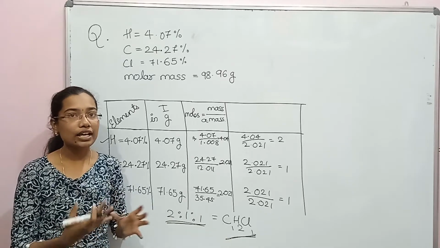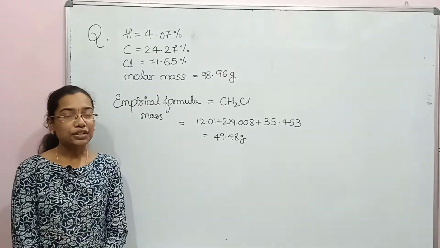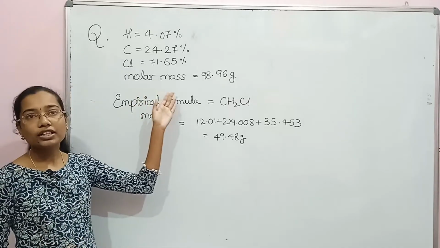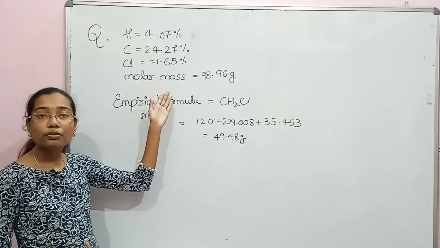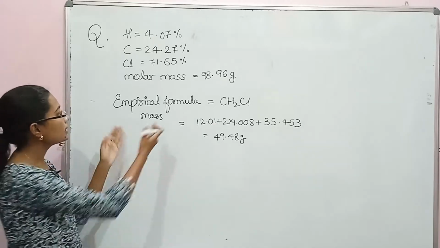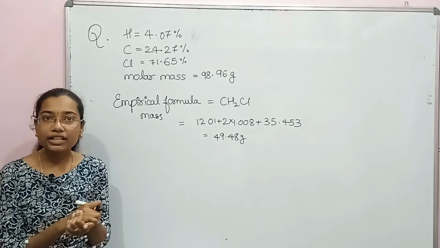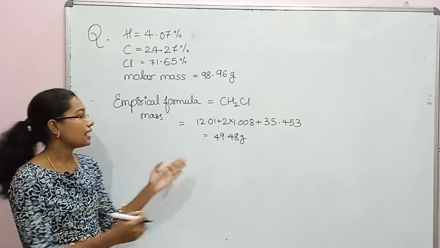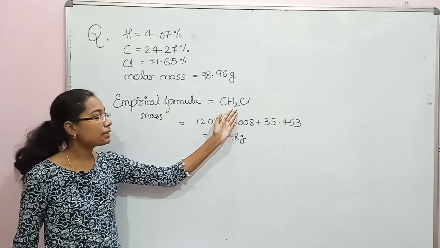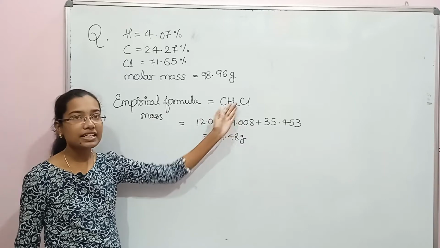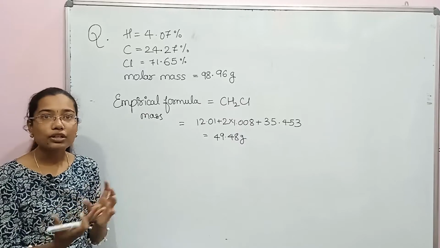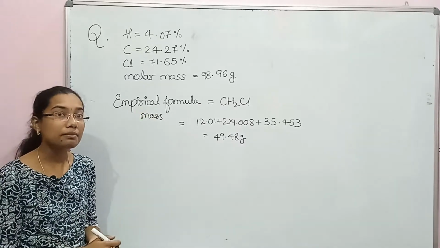Now let us see how to calculate the molecular formula. To find the molecular formula, we must know the molecular mass. With the help of molecular mass, we will calculate the molecular formula. First, we will calculate the empirical formula mass. We have got the empirical formula, that is CH2Cl. Empirical formula mass is nothing but the addition of the atomic masses of the atoms present in this empirical formula.